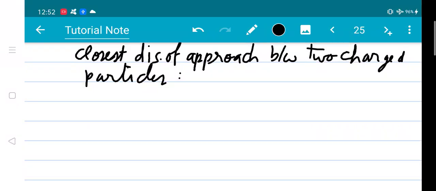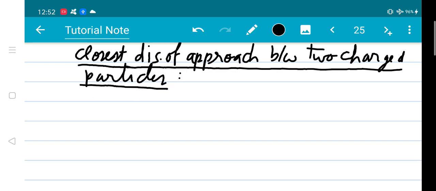So today in this video we will study a new topic, the closest distance of approach between two charged particles. This topic is very important conceptual wise and numerical wise for foundation for IITs, also for 12th class. So first of all, let us understand what is the closest distance of approach.